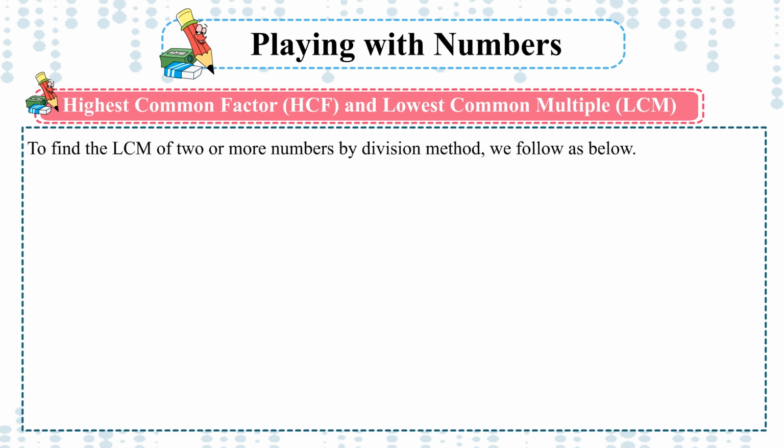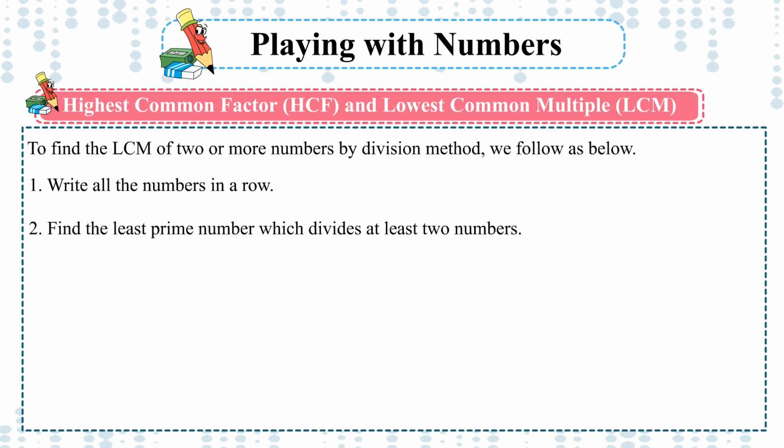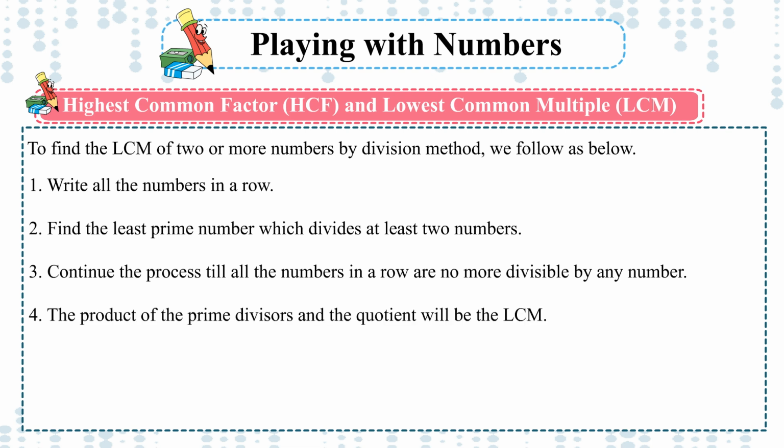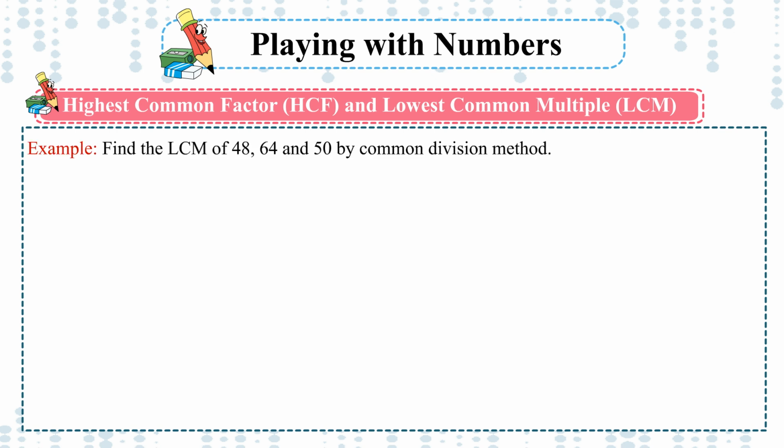To find the LCM of two or more numbers by division method, we follow as below. 1. Write all the numbers in a row. 2. Find the least prime number which divides at least two numbers. 3. Continue the process till all the numbers in a row are no more divisible by any number. 4. The product of the prime divisors and the quotient will be the LCM. Example: find the LCM of 48, 64 and 50 by common division method.